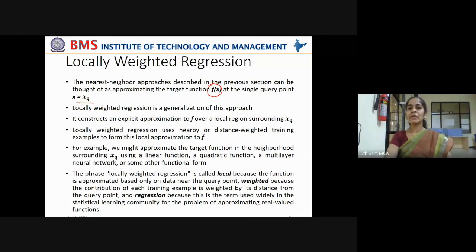The nearest neighbor approach will approximate the target function f of x at the single query point x_q, that is the new data instance that is given. Function approximation is done only with respect to that new instance. Locally weighted regression is a generalization of this approach. When you are fitting a function to a data set, you weight the attributes locally, meaning you assign importances to attributes locally. That is called locally weighted regression.